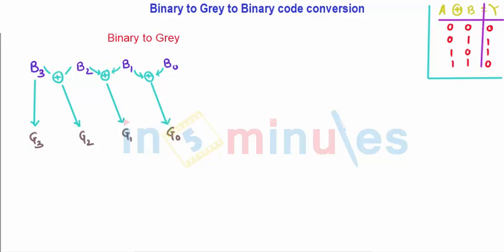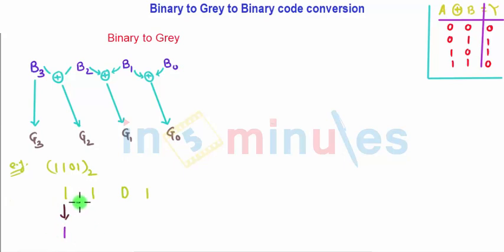So let us try to solve a small example based on this. So for example, I am going to consider 1101 as a binary code. Okay, so I will write down this B3, B2, B1 and B0, and to get the respective gray code, I will write down the first bit as it is, that is nothing but 1.